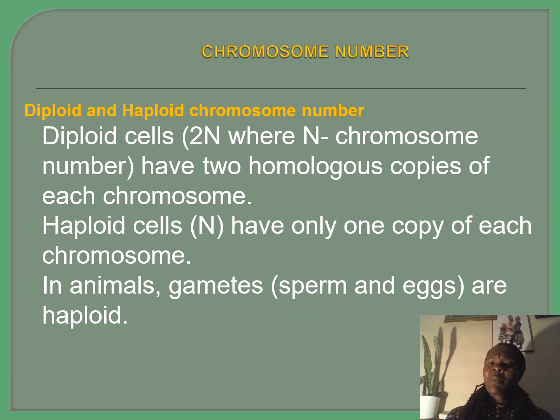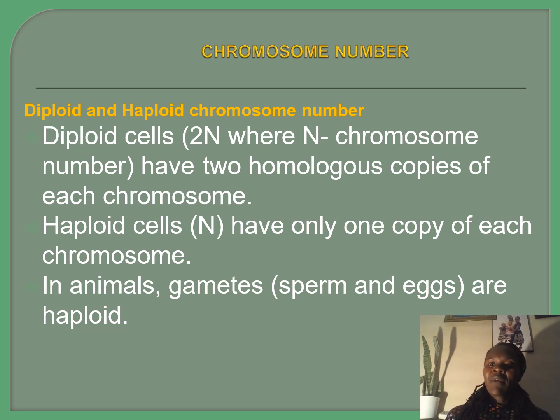So we already talked about the diploid and the haploid, the somatic and the gametic. In this case, when you talk about the diploid cell, we have 2N, where N represents the chromosome number. So it will have two homologous copies of each of the chromosomes.